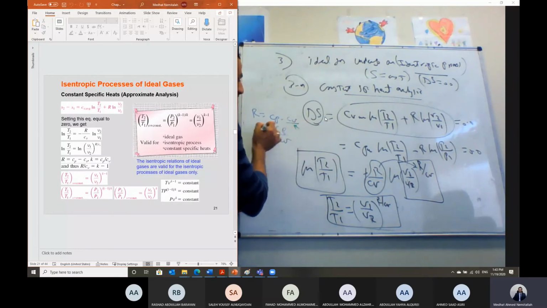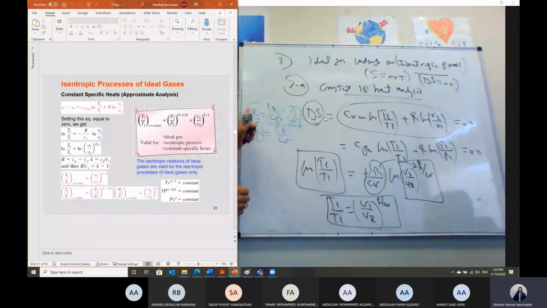So just divide this equation by CV. So this term will be 1, and this term divided by CV will be CP over CV, which is K. So we have here K minus 1, and this is R over CV. So R over CV will equal CP over CV, which is K, minus CV over CV, which is 1. So R over CV is equal to K minus 1.